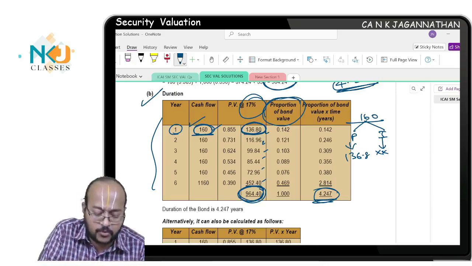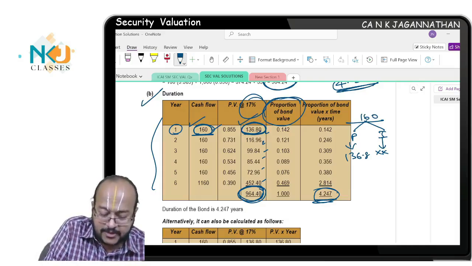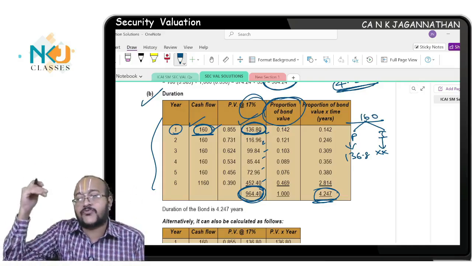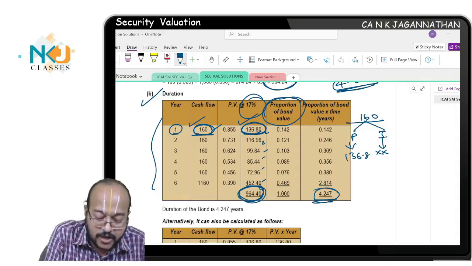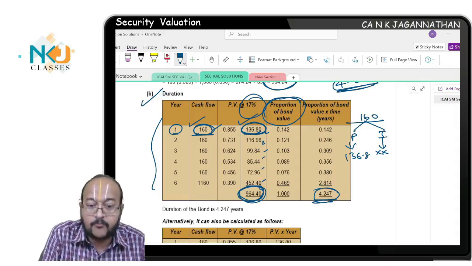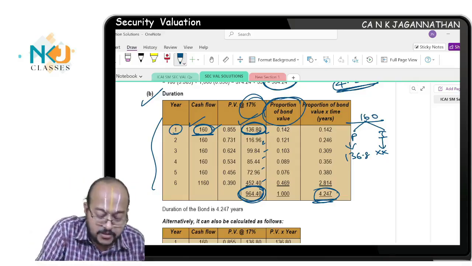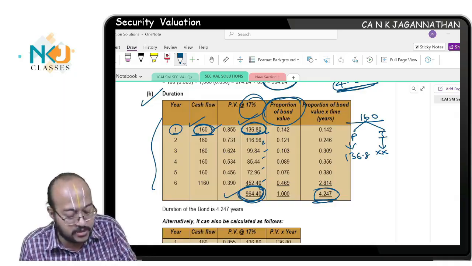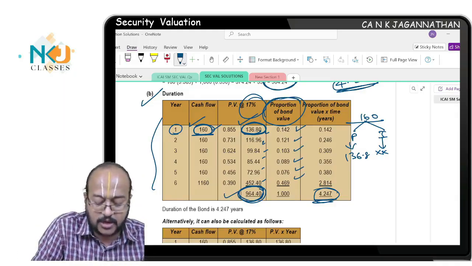Proportion, how you need to compute? 136.8 divided by 964.4. Like this, you will find the proportion of each year's present value of this recovery. 160 is getting recovered, but the present value of this is 136.8. What is the proportion of this 136.8 to the total present value of 964.4? Are you understanding? You will find 0.142. Like this, you will find the proportion for everything.